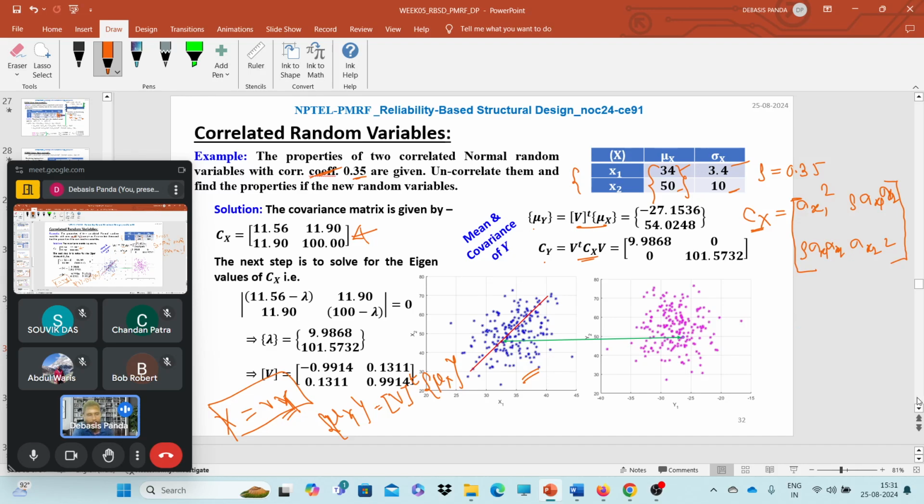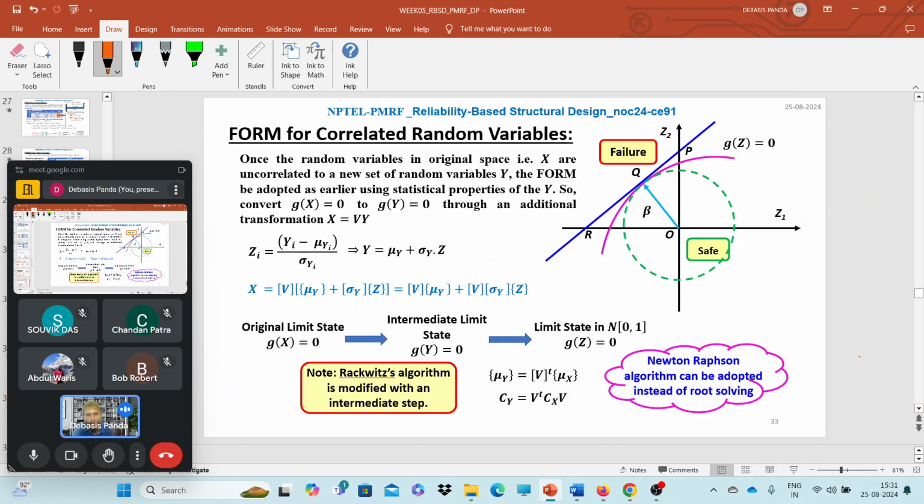So first, what do we need to do if we have this kind of problem and need to solve it? Here one additional step will be added to the Rackwitz algorithm. Generally, if that correlation is not there, we directly convert that X into Z domain. Now first we need to write g(x) equals 0, then we need to convert it into y domain, that means g(y) equals 0. What is that y domain? It is the uncorrelated space, right? Once we have the uncorrelated random variables and their parameters, we can now convert it into Z domain, right?